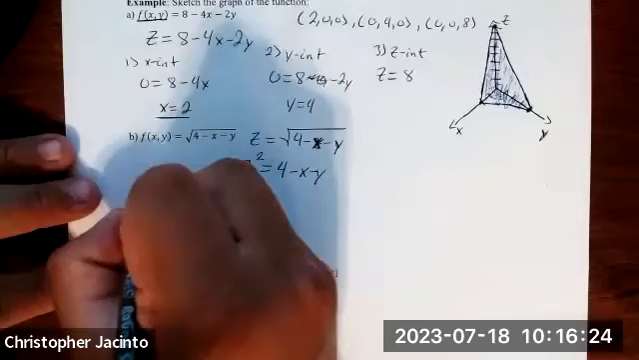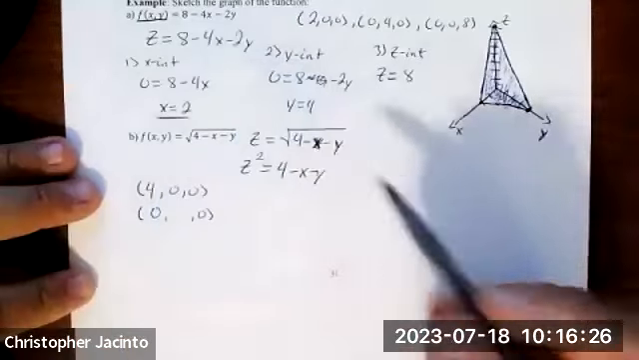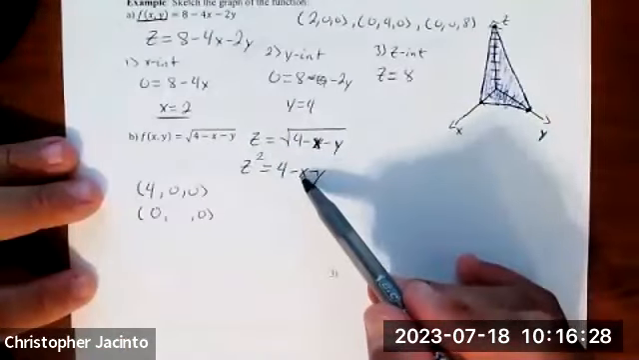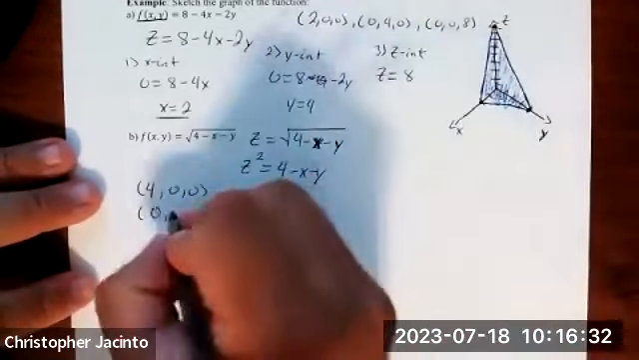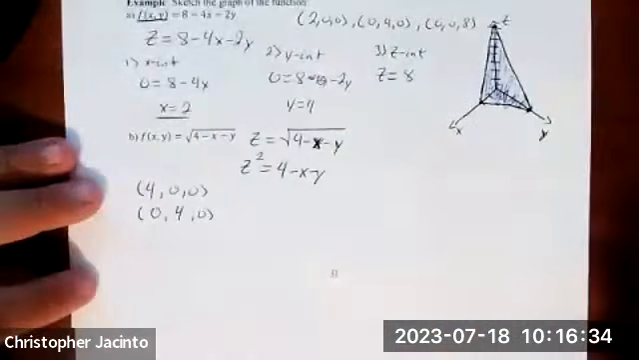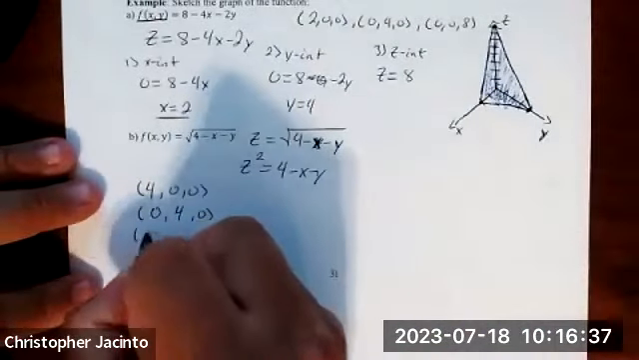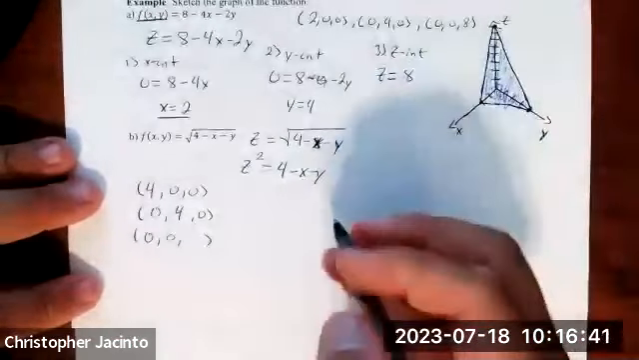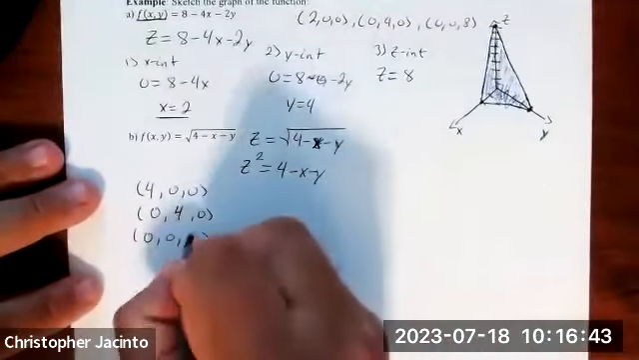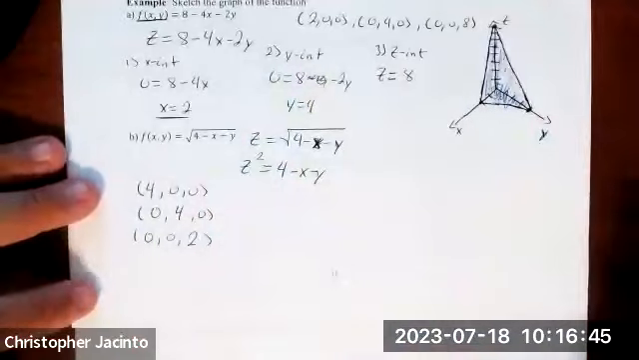Now the y-intercept, plug in 0 and 0. We get 0 is equal to 4 minus y, which means that's also 4. And then finally the z-intercept. That's all gone, so we just get 2 this time because it's the square root. So we take the square root of 4, gives you 2.